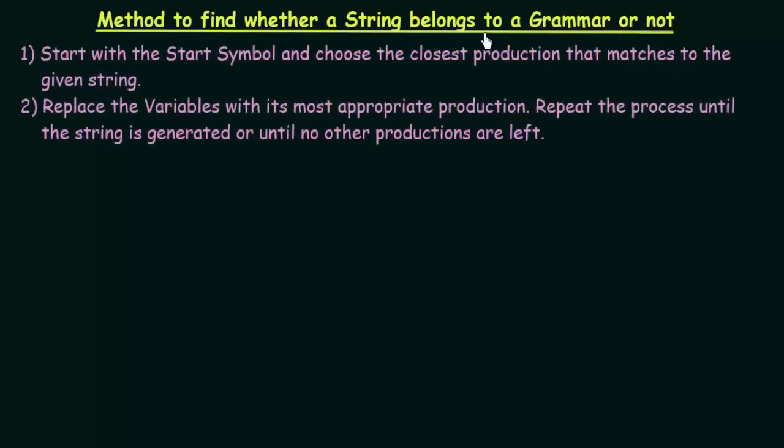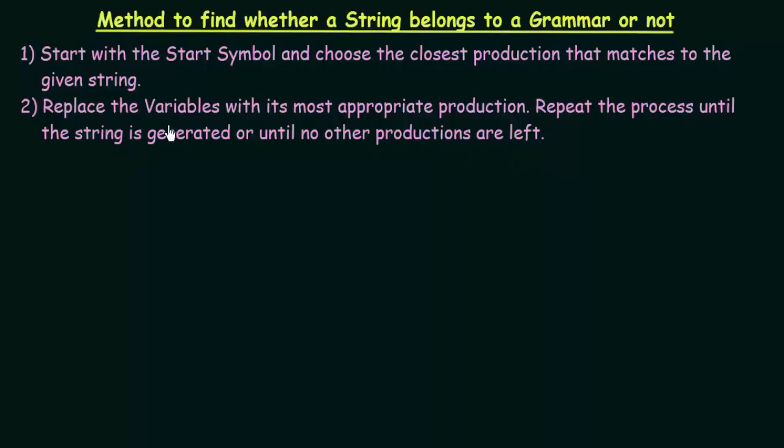So here are the steps. Step number 1: start with the start symbol and choose the closest production that matches the given string. So we start with the start symbol and we choose the production from the grammar that matches closest to the given string. The second step says: replace the variables with their most appropriate production and repeat the process until the string is generated or until no other productions are left.